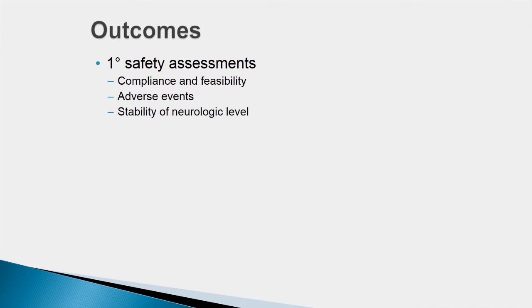So remember I said that this is a safety trial. So our primary outcomes are safety. The most important safety assessments that we have are looking at compliance and the actual feasibility of the trial, evaluating the adverse events and seeing if there are any adverse events that are related to the actual Schwann cells or to the surgery, and then looking at the stability of each individual's neurologic level. We don't want to make anybody neurologically worse.